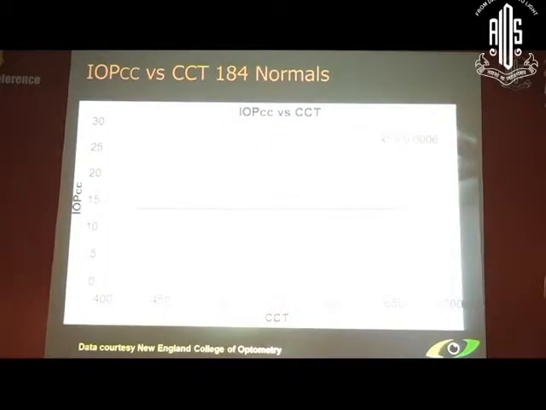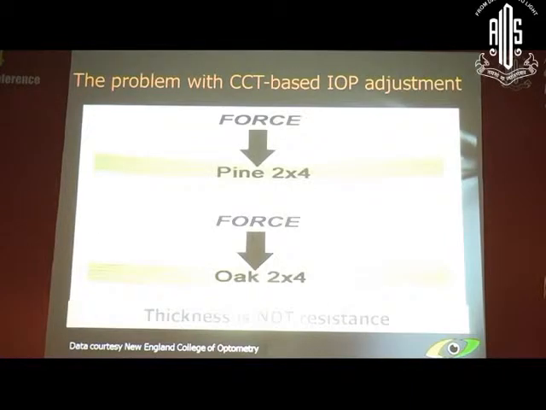But if you compensate for this hysteresis change and then plot this, what we call the IOPcc, which is the intraocular pressure compensated for cornea, you find a beautiful correlation across the board regardless of the thickness of the cornea. You have a very good line where the correlation is very good. So what it tells us is that thickness is not resistance.